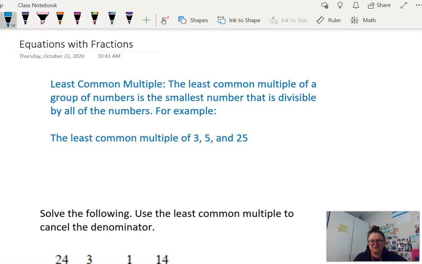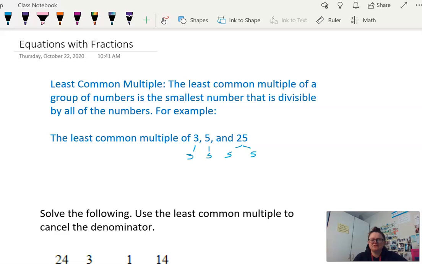So then what you want to do is break up your numbers. Now, 3 and 5 are prime, so they're just 3 and 5, but 25 is actually 5 times 5, right? So 25 has two 5s, and 5 has one 5, and 3 has one 3. So we need a number that has all of these in it. Now, we only need two 5s and a 3 because we don't need to duplicate this 5.